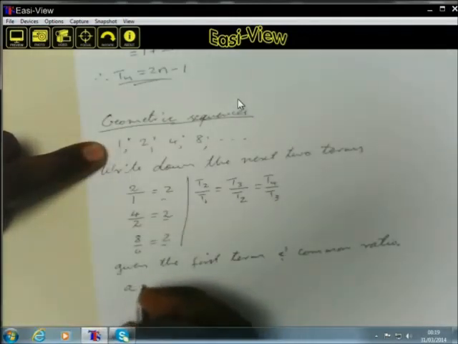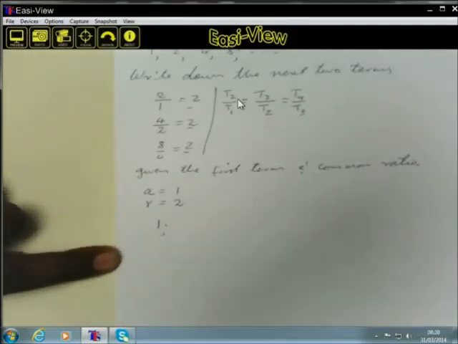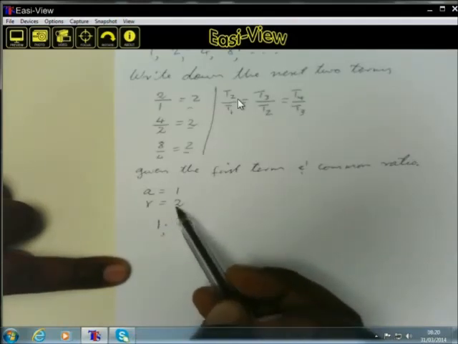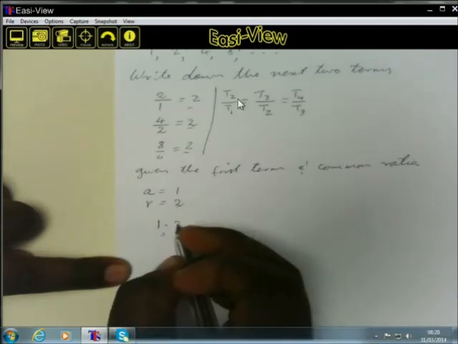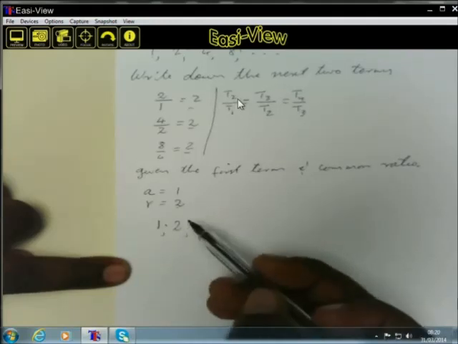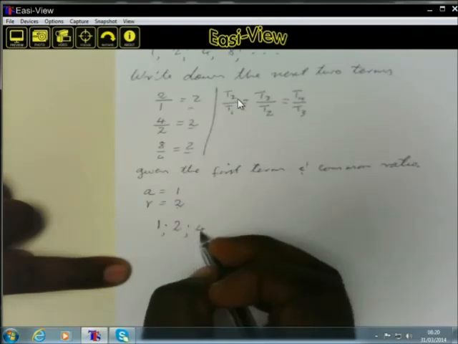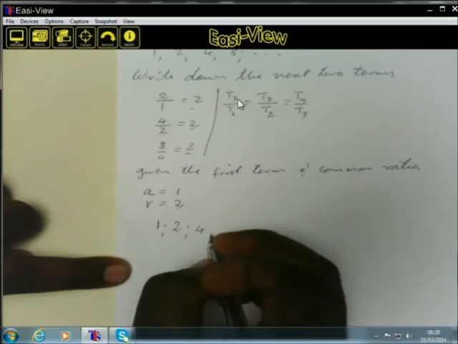If the first term A is equal to 1 and the common ratio which we use R for is equal to 2, it means now if you write down the first term, to get the second term, you will multiply the first term by the common ratio. So which means we will say 2 multiplied by 1, and that will give us 2. To get the third term of the sequence here, we will simply say 2 multiplied by 2, and that will give us 4. Again, we say 2 multiplied by 4, it will give us 8.